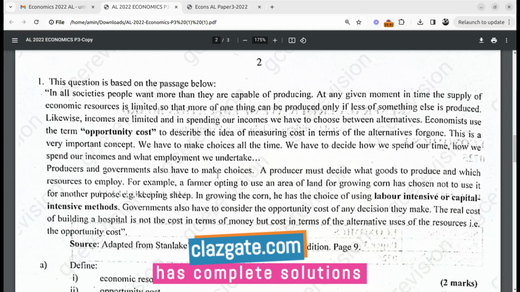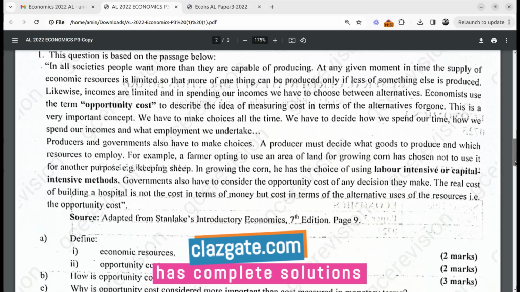Producers and governments also have to make choices. A producer must decide what goods to produce and which resources to employ. For example, a farmer opting to use an area of land for growing corn has chosen not to use it for another purpose, e.g. keeping sheep. In growing the corn, he has the choice of using labour-intensive or capital-intensive methods. Governments also have to consider the opportunity cost of any decision they make. The real cost of building a hospital is not the cost in terms of money, but cost in terms of the alternative uses of the resources, that is, the opportunity cost. Source adapted from Stanlake's Introductory Economics, 7th edition, page 9.